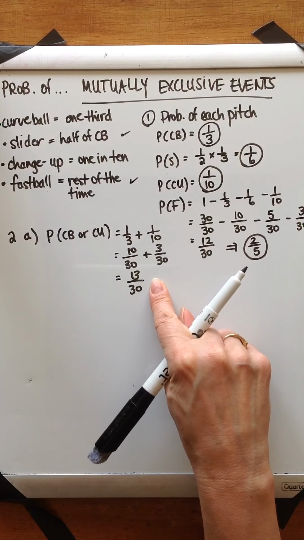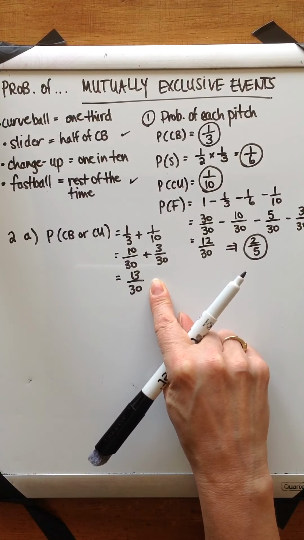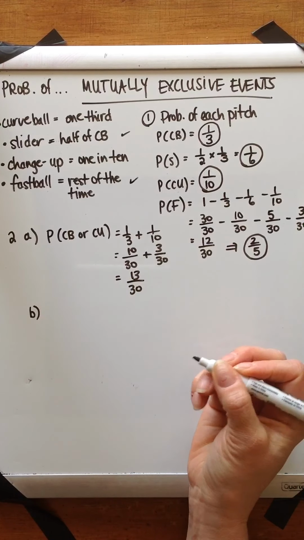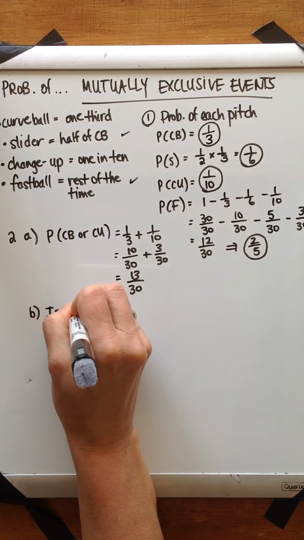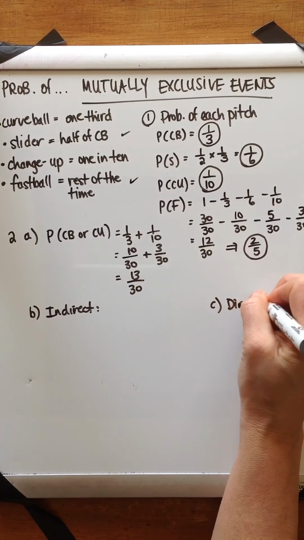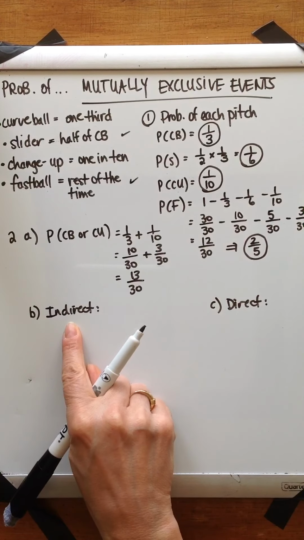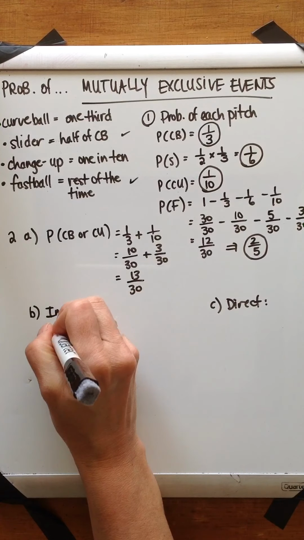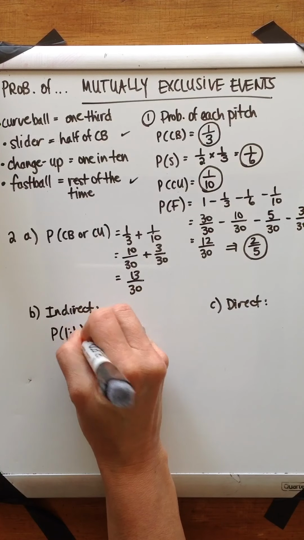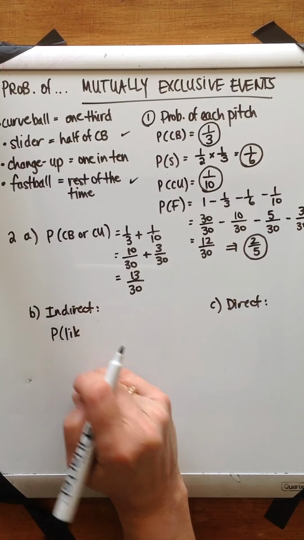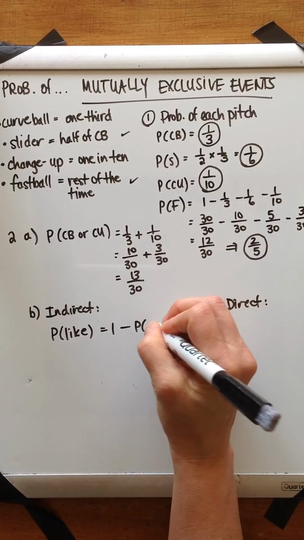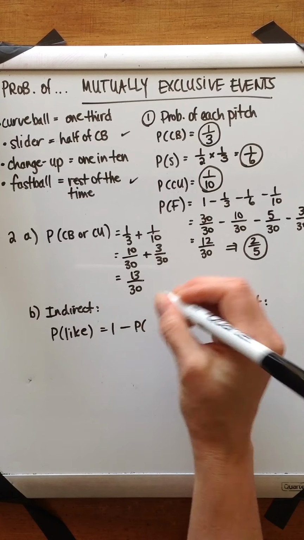Now, how could I use this to figure out how often I will get a pitch I like? Well, there's 2 different ways that I can do it. In part B of your note, we're going to use an indirect method. And in part C, we'll use a direct method. So indirectly would be taking all the pitches that she throws, or having the probability of the ones I don't like, subtracted from 1.